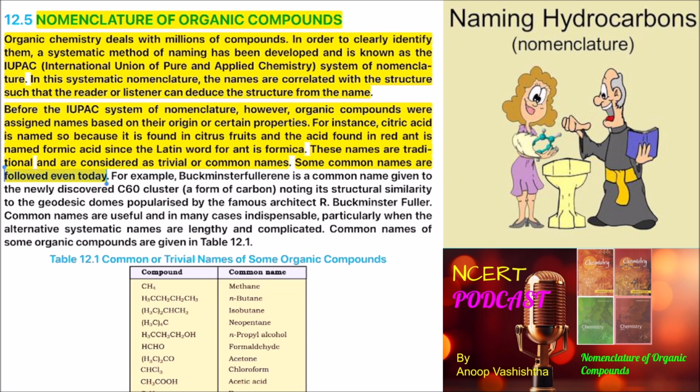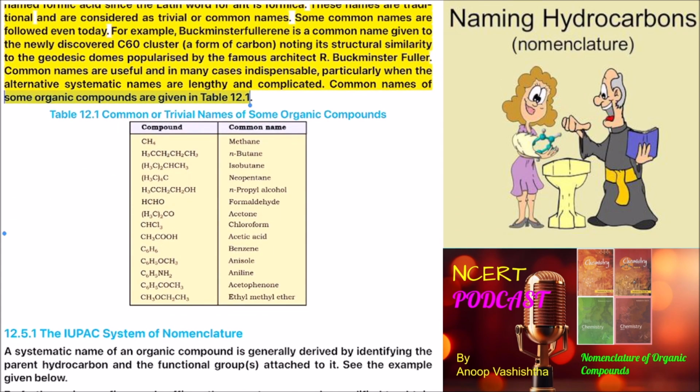Some common names are followed even today. For example, Buckminsterfullerene is a common name given to the newly discovered C60 cluster, a form of carbon, noting its structural similarity to the geodesic domes popularized by the famous architect R. Buckminster Fuller. Common names are useful and in many cases indispensable, particularly when the alternative systematic names are lengthy and complicated. Common names of some organic compounds are given in Table 12.1.